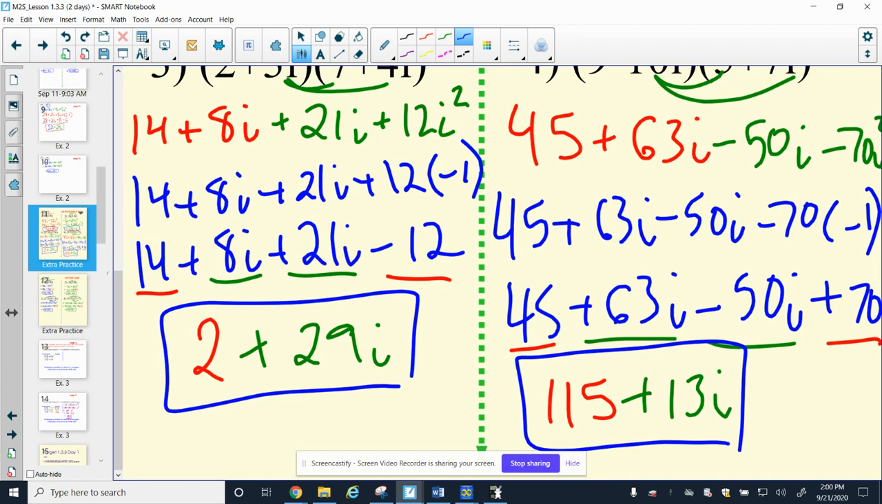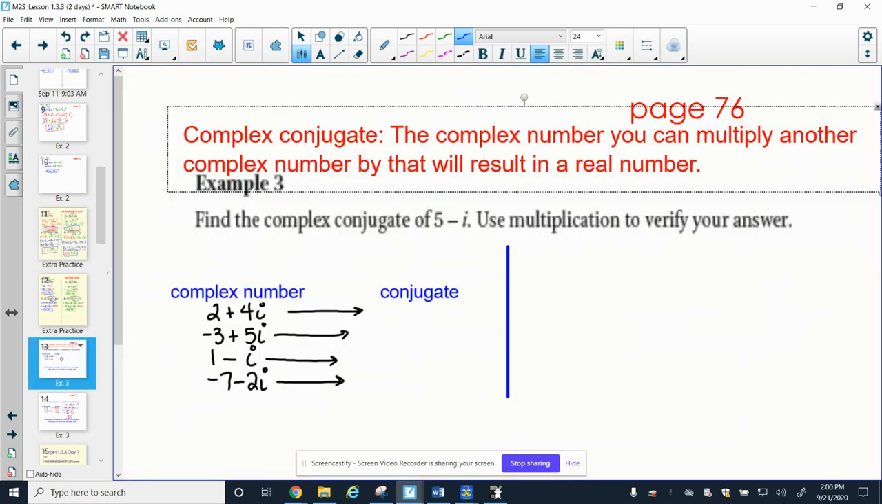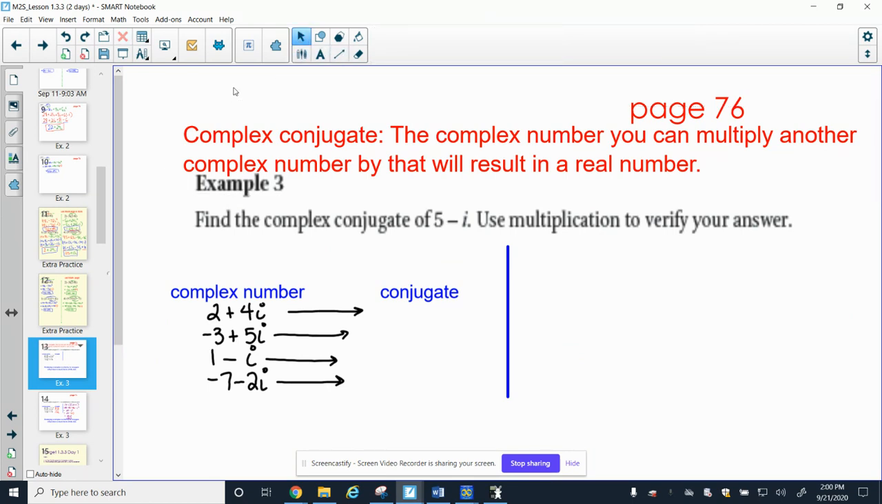And you want to write it in this order because that's a complex number. Okay, so first skill for today, we're multiplying together complex numbers. Our other piece for today is discussing what's called the complex conjugates. We're going to go to page 76. Page 76. We have a definition to write down at the top.